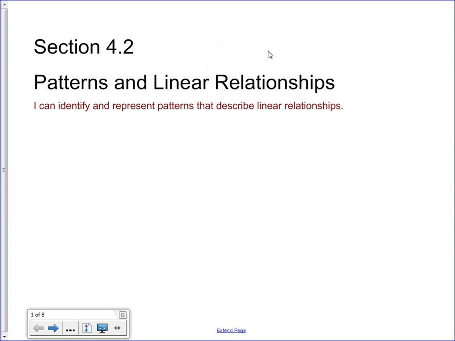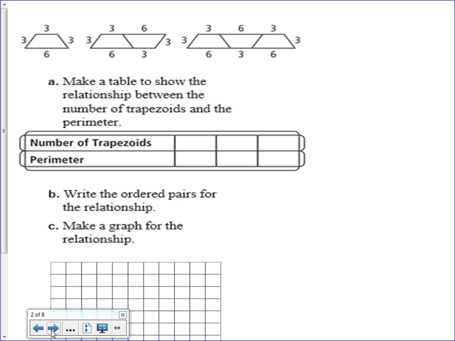Okay, today we're looking at section 4.2, which is patterns and linear relationships. So hopefully at the end of the video you can say, I can identify and represent patterns that describe linear relationships. So a few examples here.